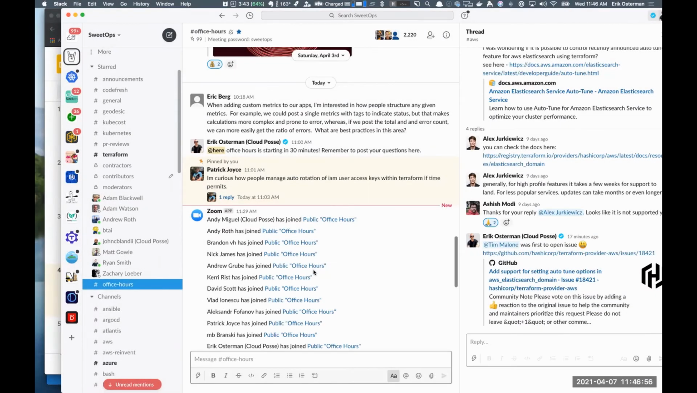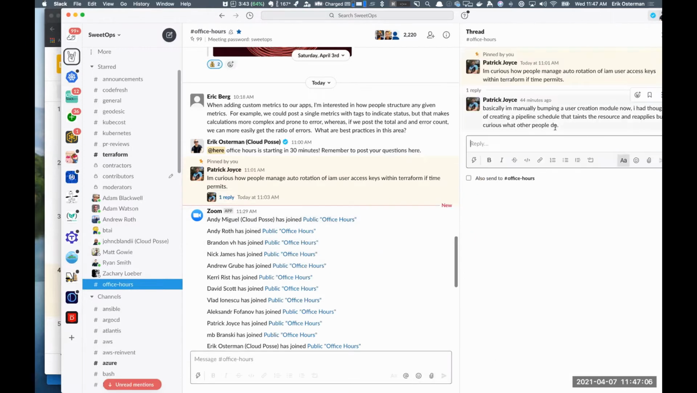Do people manage the auto rotation of IAM user access keys within Terraform, if we have time today? So I'd like to just start with that. The obvious answer, and I don't mean to be snooty, is you don't. You use STS, which is Amazon's API for automatically rotating credentials all the time.